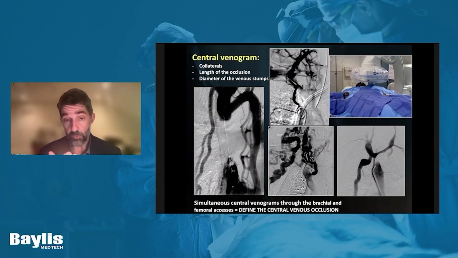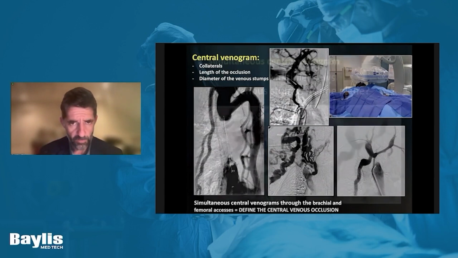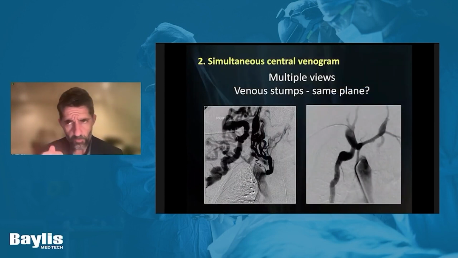What we are actually doing more nowadays is a cone beam CT with the catheter injecting from above and from below, doing this simultaneous central venogram under cone beam CT, and then we have a 3D reconstruction of that occlusion that has definitely helped us to better define the central venous occlusion with the surrounding tissues, the correlation between the occlusion and the surrounding tissues, and where we need to be careful not to cross structures that we don't want to cross.